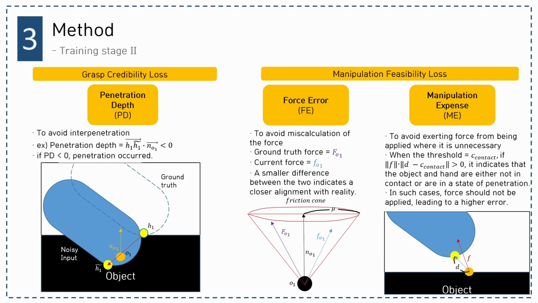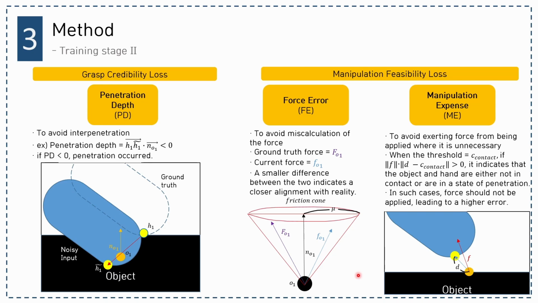MFL comprises force error and manipulation expense. FE prevents unnatural force application. For instance, if the current force applied at point 01 is small f and the required force is large F, the magnitude of the difference factor is summed. Smaller differences yield lower loss values, approximating the required force.